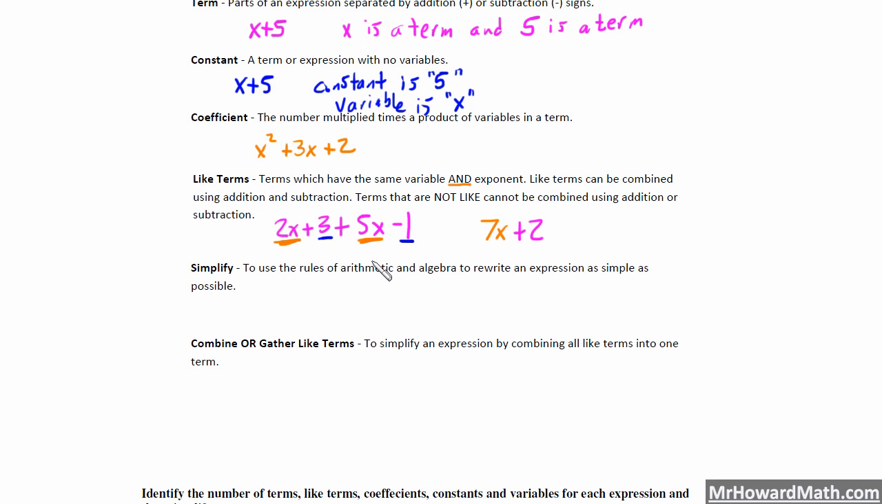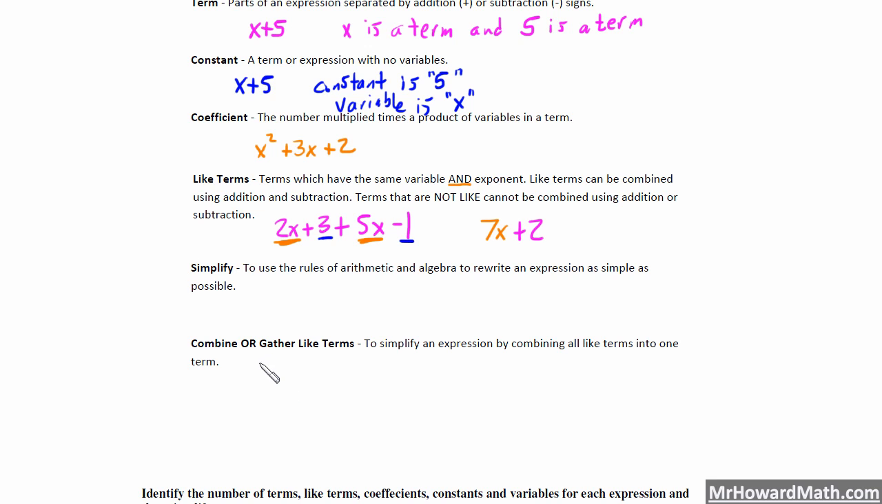Alright, the next word, simplify, which is what we just did here. To use the rules of arithmetic and algebra to rewrite an expression as simple as possible. So see this example right here for an example of simplifying. When I talked about how we're going to use combining like terms throughout your math career, well, we will also be simplifying because when we gather like terms, that helps us simplify. Okay, notice how 2x plus 3 plus 5x minus 1 is more complicated than 7x plus 2. So 7x plus 2 is simplified compared to this. That's where this word comes from.